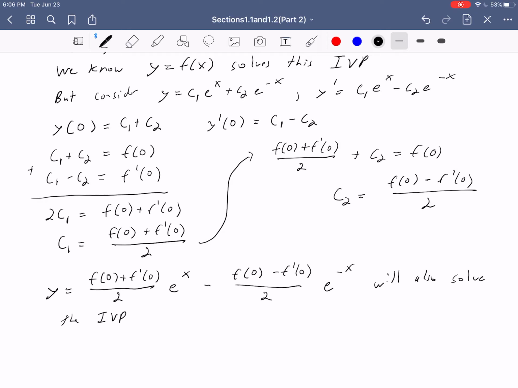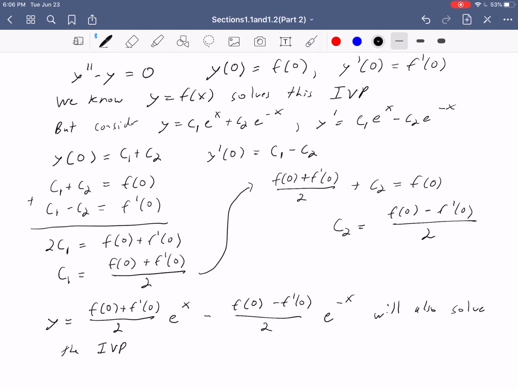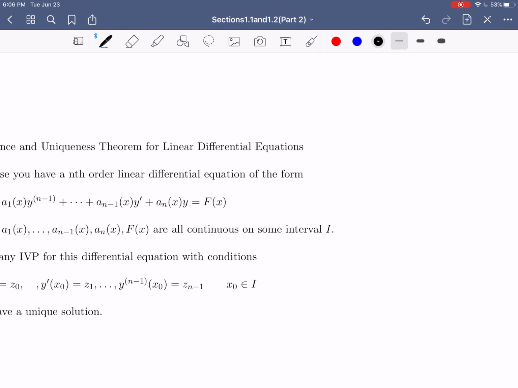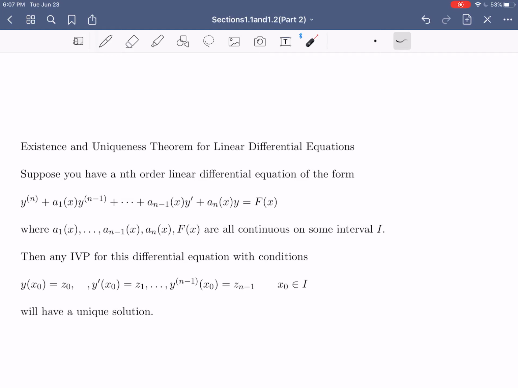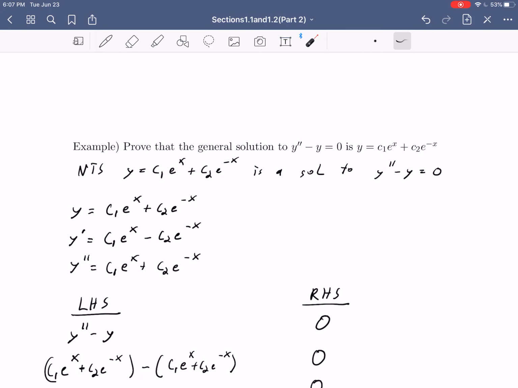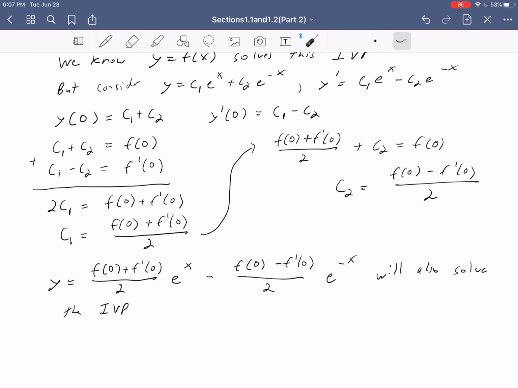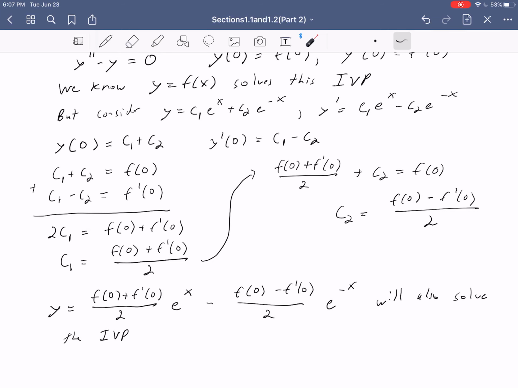But this is where the theorem comes in. The theorem that we just talked about, this existence and uniqueness theorem, says that if you have a linear nth order differential equation and you have an IVP for it, it has a unique solution. It only is supposed to have one solution. So, since it's only supposed to have one solution, what does that tell us?